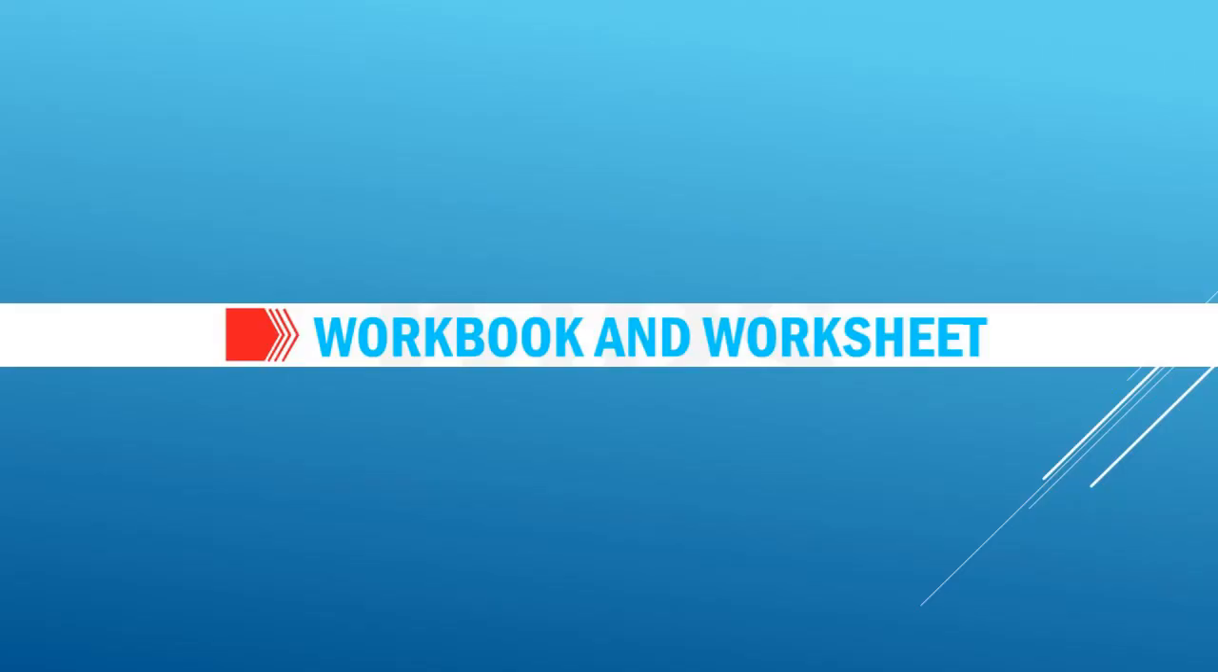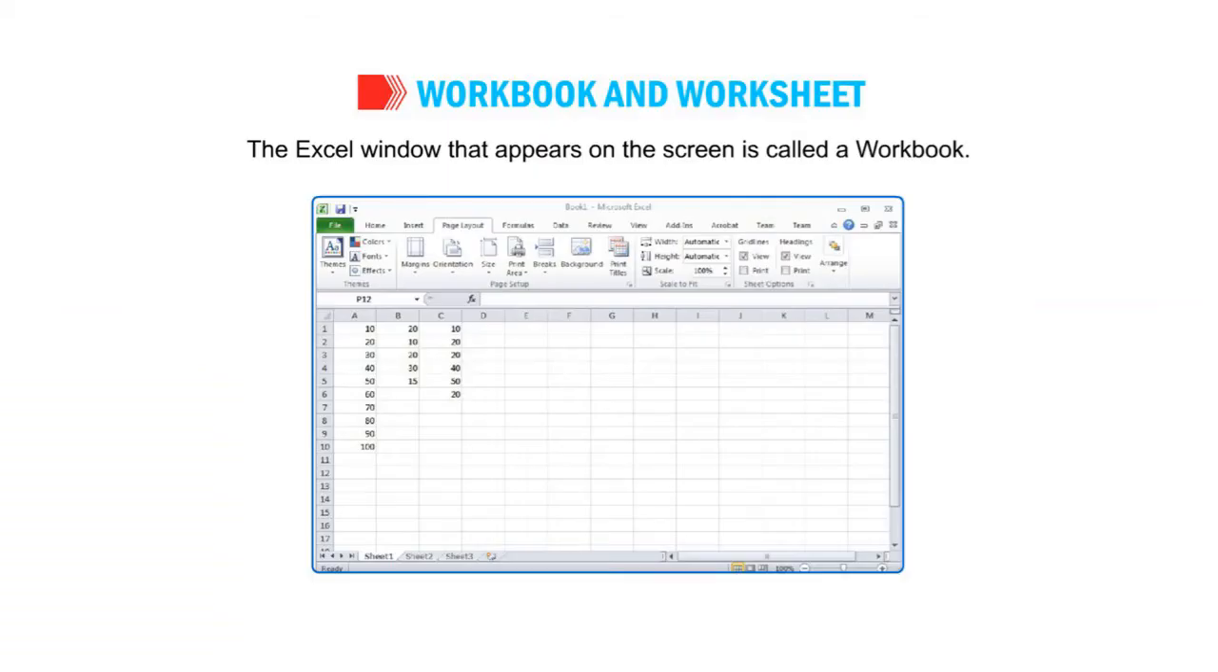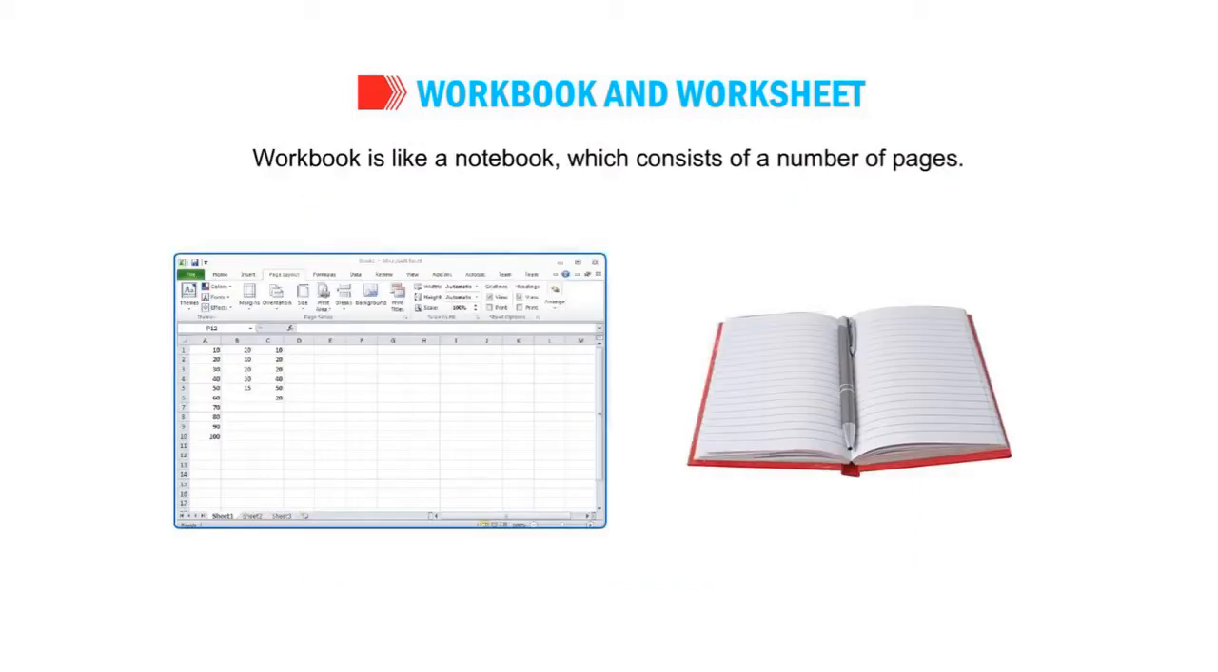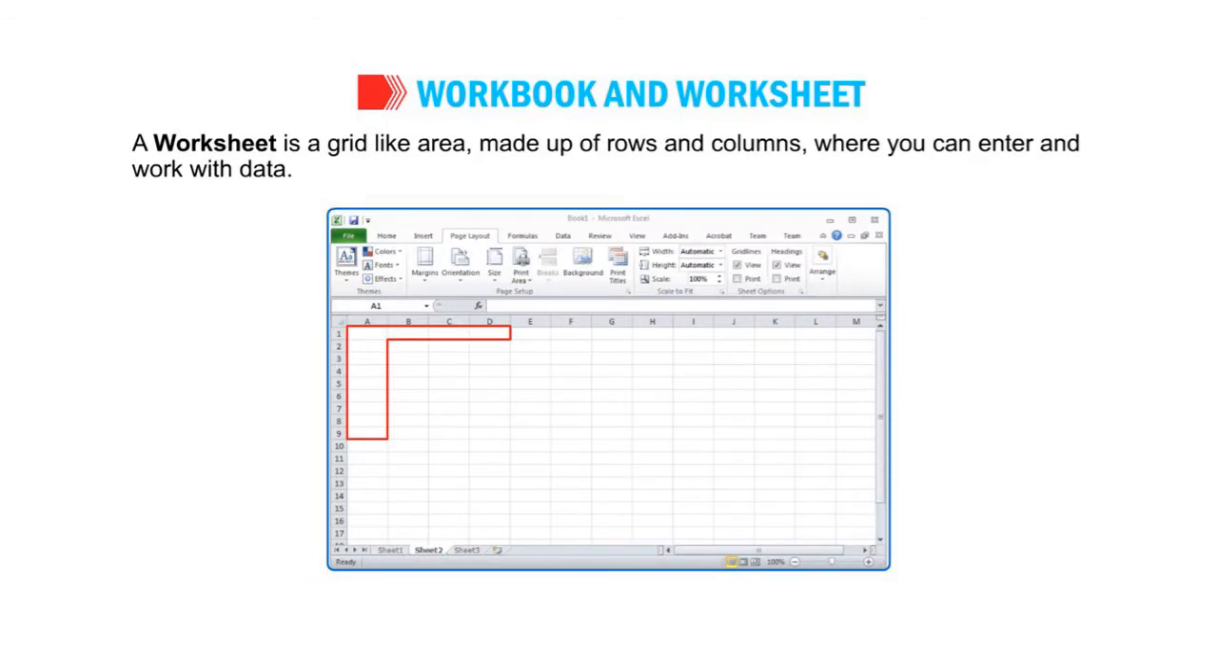Now, next is what is a workbook and worksheet. The Excel window that appears on the screen is called a workbook. It is assigned a default name as Book 1. Workbook is like a notebook which consists of number of pages. Worksheets in a workbook are like pages of a notebook. A worksheet is a grid-like area made up of rows and columns where you can enter and work with data.